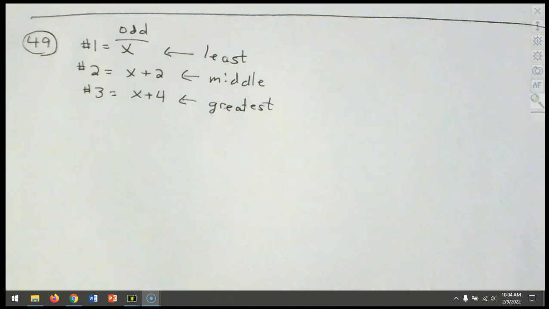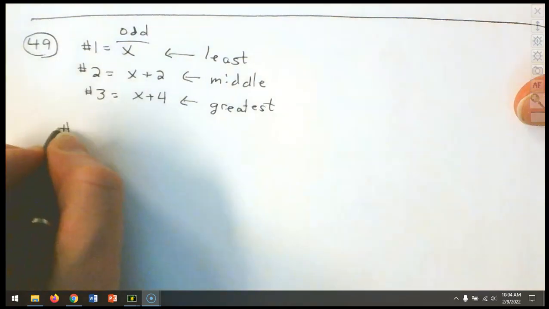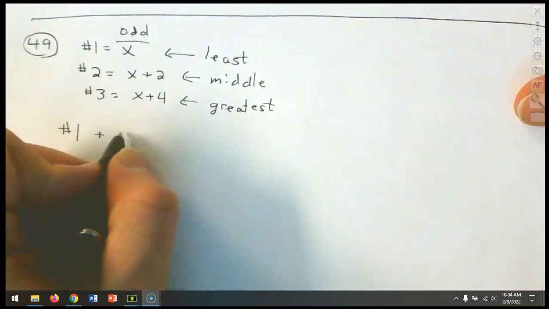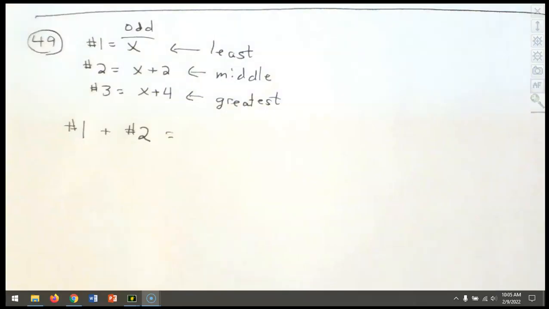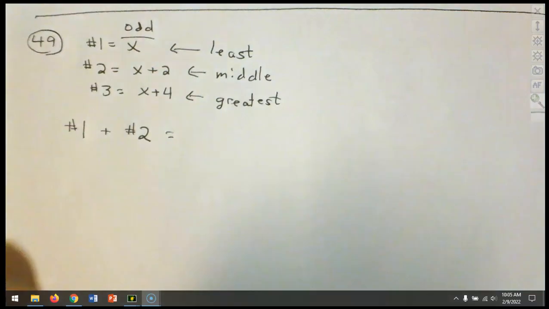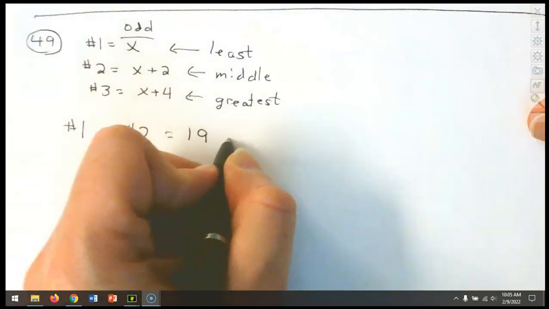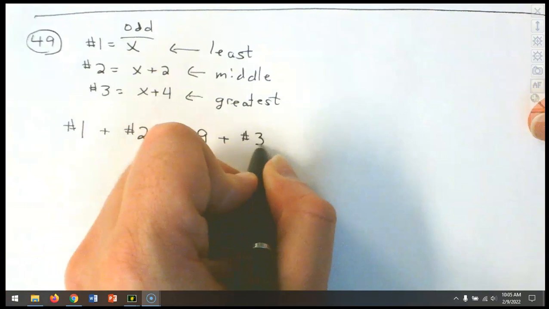And what do we need to know? Well, let's go back to our question. Find 3 consecutive odd integers. That's this piece right here. Such that the sum of the least and the middle. Okay? Least and the middle. What would that be? Least is going to be number 1. Middle is going to be number 2. Okay, so least and the middle is, that means equals, 19 more than the greatest. So that's 19 plus the third number.